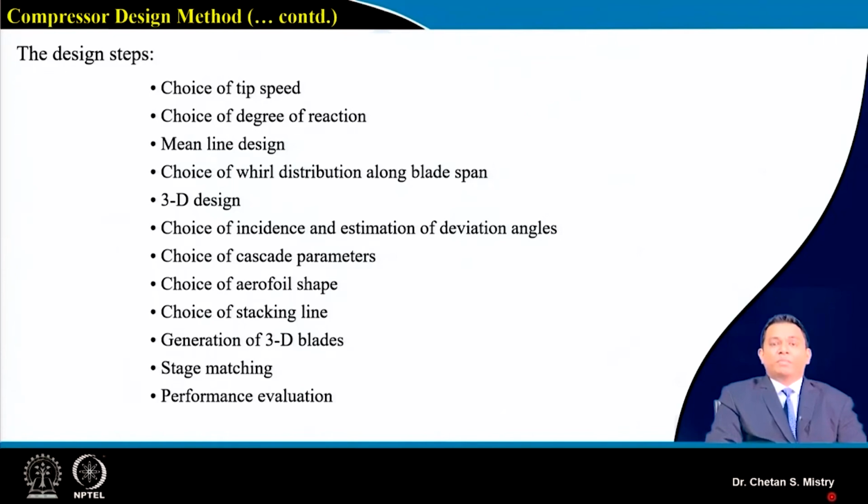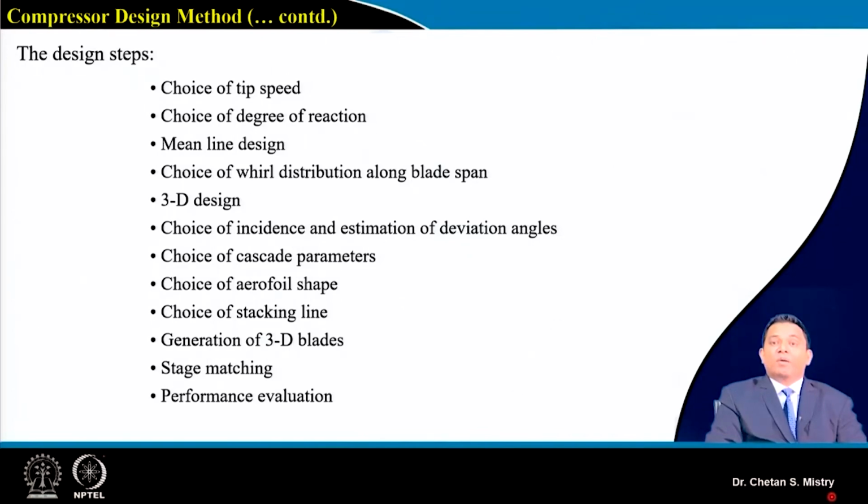And we know what is the meaning of negative degree of reaction. We know what is the meaning of degree of reaction to be 0 at the hub region. So that's what is a choice: how we want to have diffusion to happen in the rotor and diffusion to happen in the stator, that's what is a parameter we say as a degree of reaction.